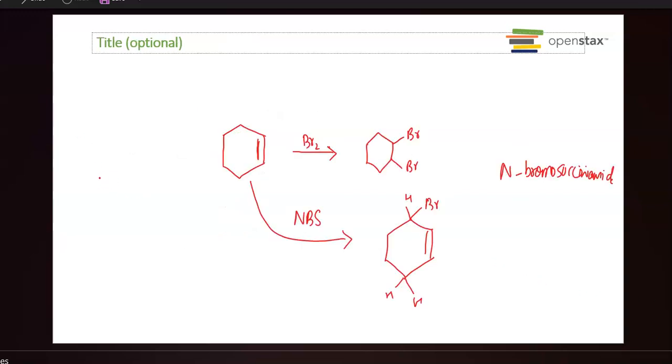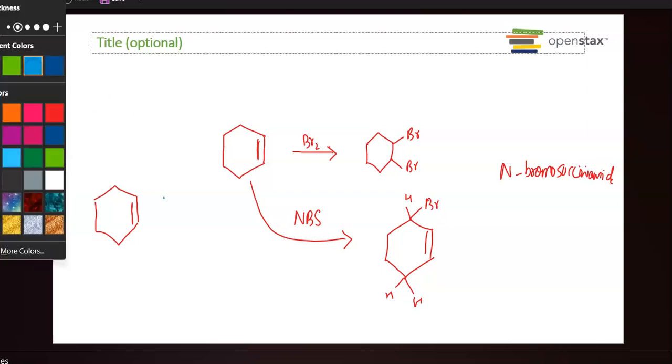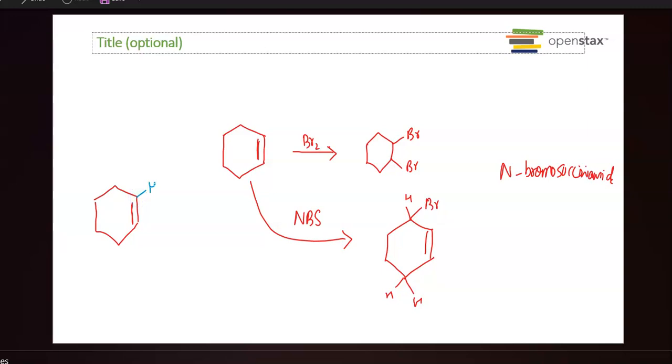Now let's draw out the different hydrogens in the same molecule, and I'm going to use different colors to address that. Okay, so we have hydrogens which are on the double bond, which are my blue hydrogens. These are called the vinylic. Okay, so the blue hydrogens are the vinylic hydrogens.